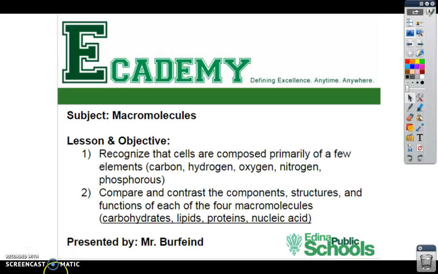You can see on the screen that we have some learning objectives. The first one is to recognize that cells are composed primarily of a few elements, such as carbon, hydrogen, oxygen, nitrogen, and phosphorus. And the second one is to compare and contrast the components, structures, and functions of each of the four macromolecules, and those four are carbohydrates, lipids, proteins, and nucleic acids.